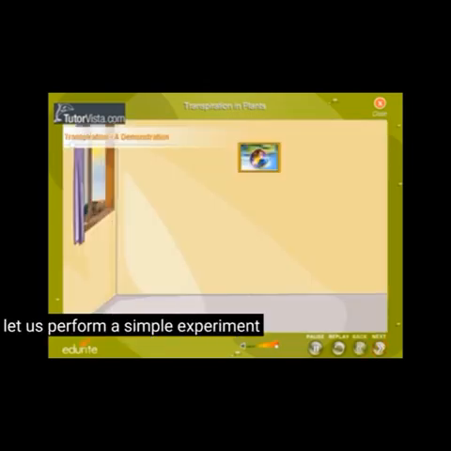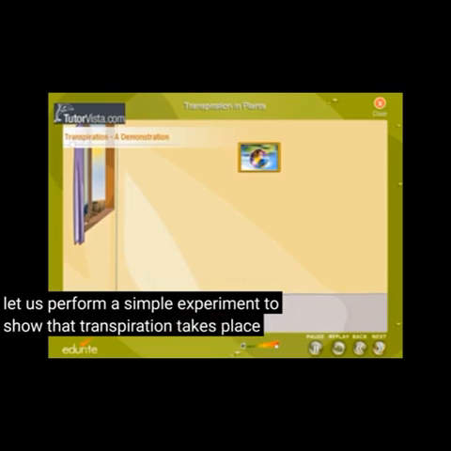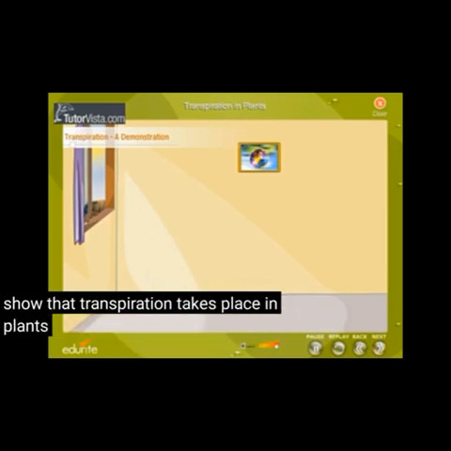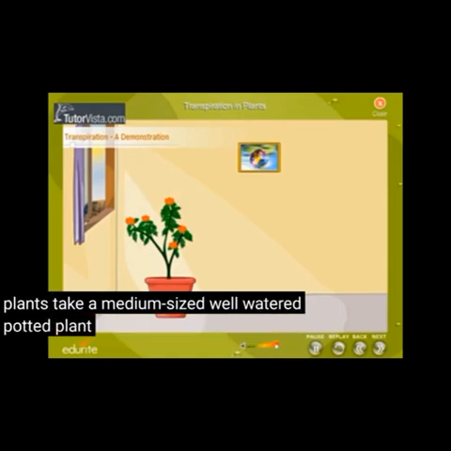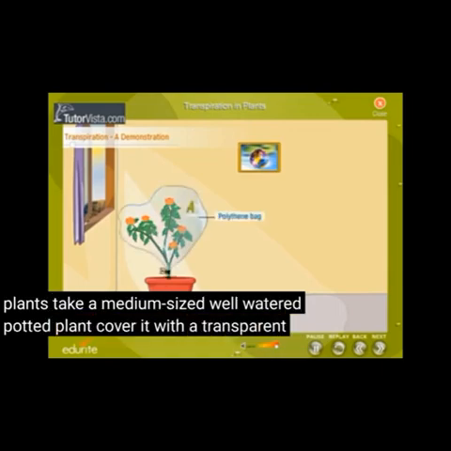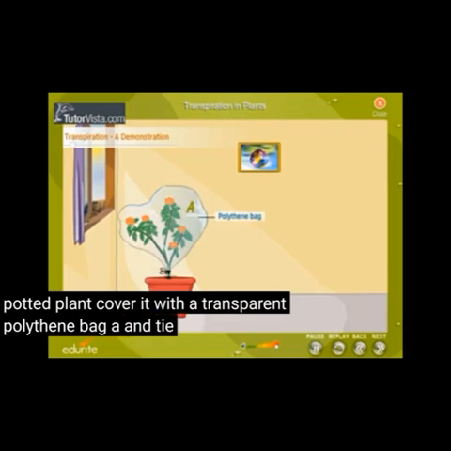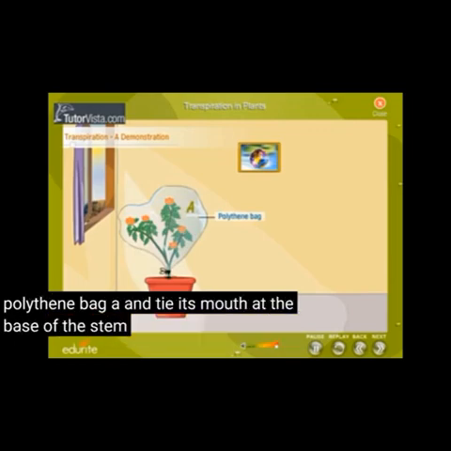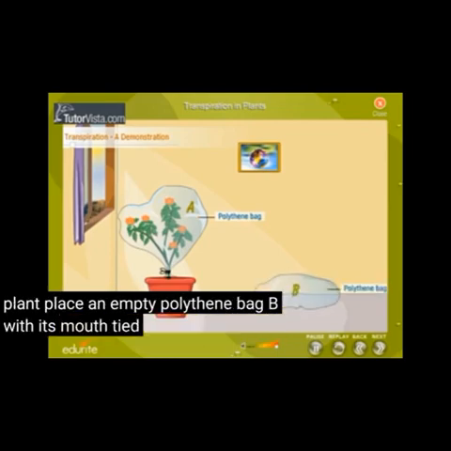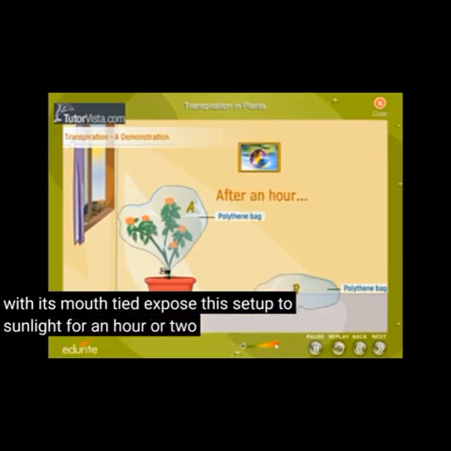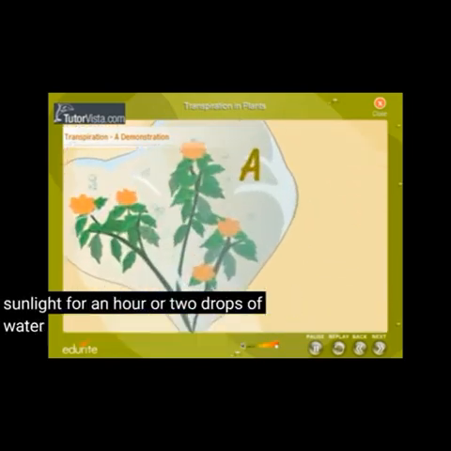Let us perform a simple experiment to show that transpiration takes place in plants. Take a medium-sized, well-watered potted plant and cover it with a transparent polythene bag and tie its mouth at the base of the stem. Next to the potted plant, place an empty polythene bag B with its mouth tied. Expose this setup to the sunlight for an hour or 2.